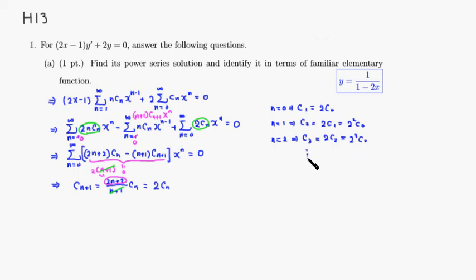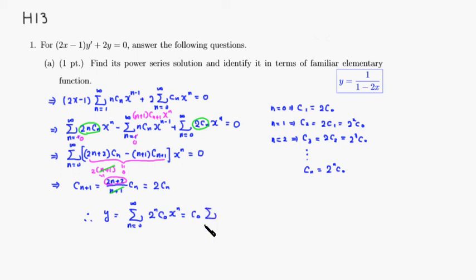Then you see the pattern here. Cn: if it's 3, 2 cubed. If it's 2, 2 squared. If it's 1, it's 2. So it's going to be 2 to the n C0. Which means that the solution that we are looking for is y equals summation n goes from 0 to infinity of Cn, which now looks like 2 to the n C0 x to the n. Pull out the C0, that's just a constant, and combine 2 to the n x to the n.